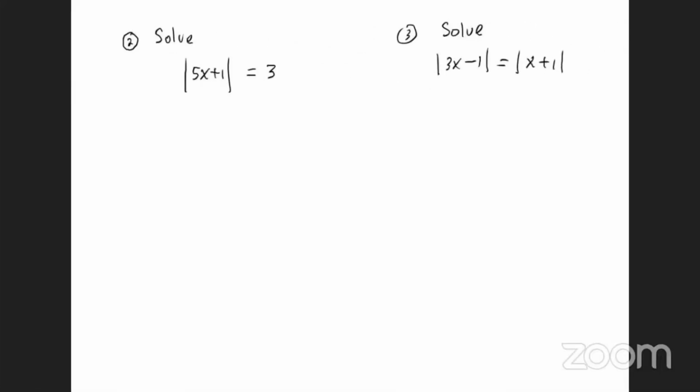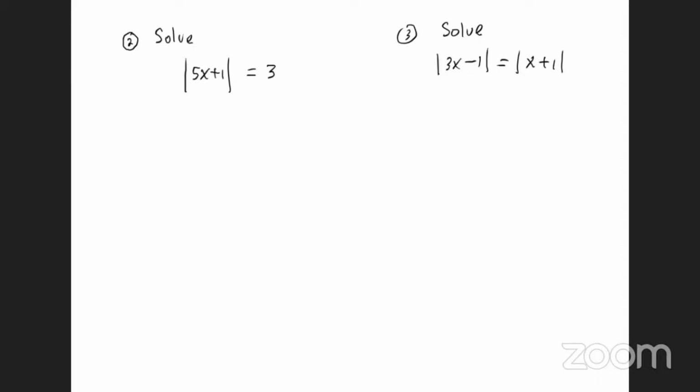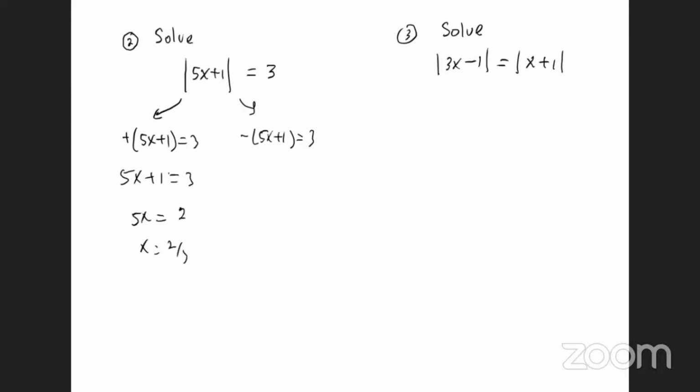Let's try this next one here. The first one is using the definition. I'm doing it with the plus, so that's plus 5x plus 1 is 3, and then you do it for the minus. So this is 5x plus 1 is 3, and I will get 5x is 2, x is 2/5. Minus 5x minus 1 is 3, minus 5x is 2, x is minus 2/5. Again, if you square both sides, you should get the same answer.